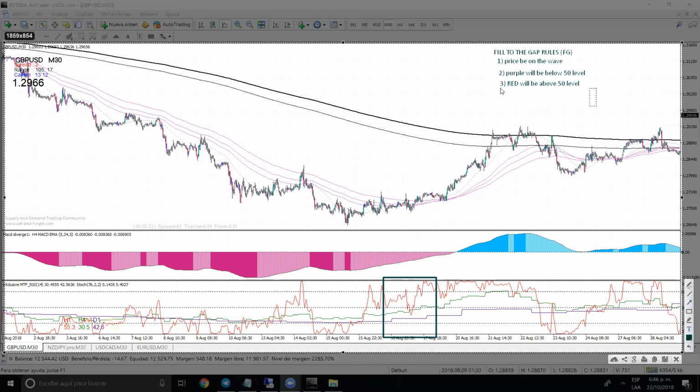Okay, four rules. And this four-rule setup will be our trigger. The trigger is if we have these two conditions and the green line crosses up the 50 level, this will be our entry point. So when green goes up through 50, we pull the trigger, okay? We buy.